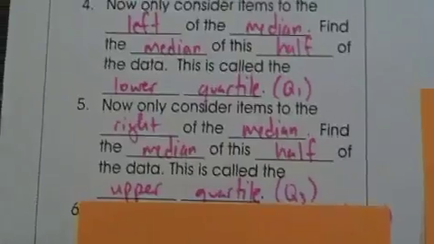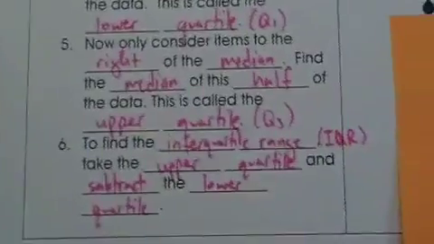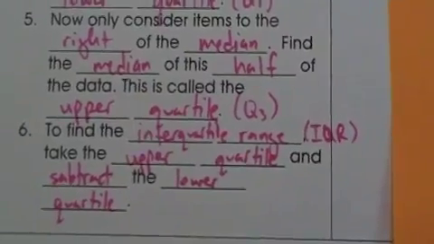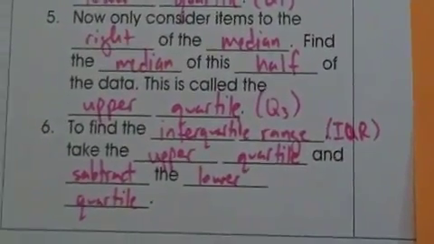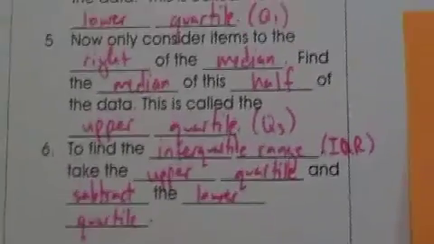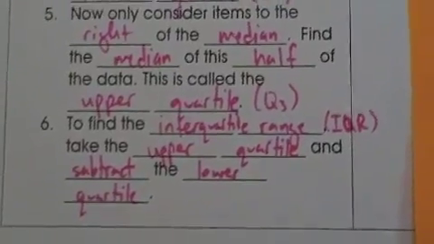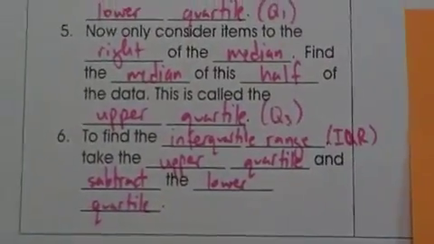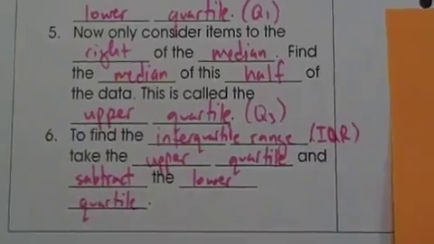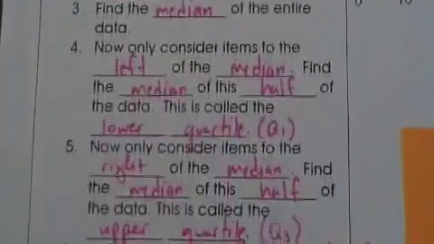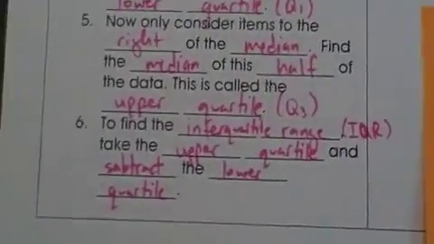Finding those important points helps you to find the last item, step 6, and that is the interquartile range, I-N-T-E-R-Q-U-A-R-T-I-L-E. It's a range, sometimes called the IQR, and basically to find it, you take the upper quartile and subtract the lower quartile. So to find the interquartile range, take the upper quartile, subtract the lower quartile. These are the 6 steps for creating your box and whisker plot.